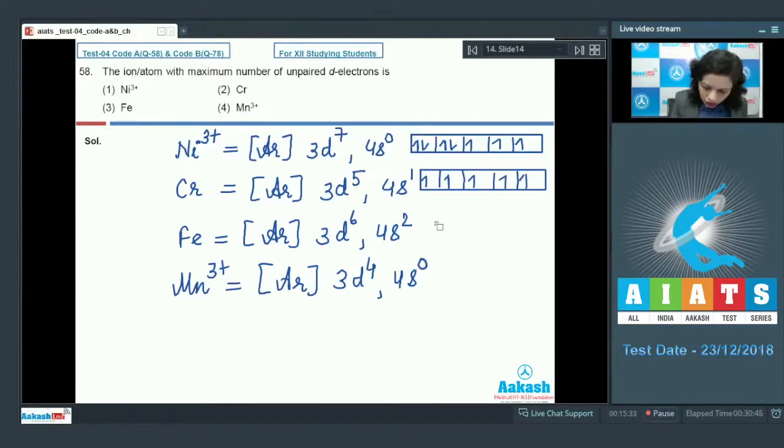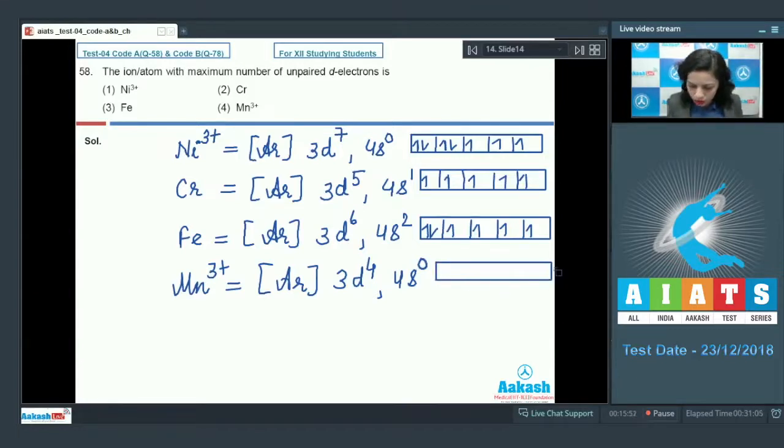Then the next case is that of iron. In this case, d electrons are 6: 5 and 6. How many unpaired electrons in this case? 4 unpaired electrons. And this is the last case, for Mn3 plus ion, manganese ion basically. In this case, there are 4 electrons which are unpaired.